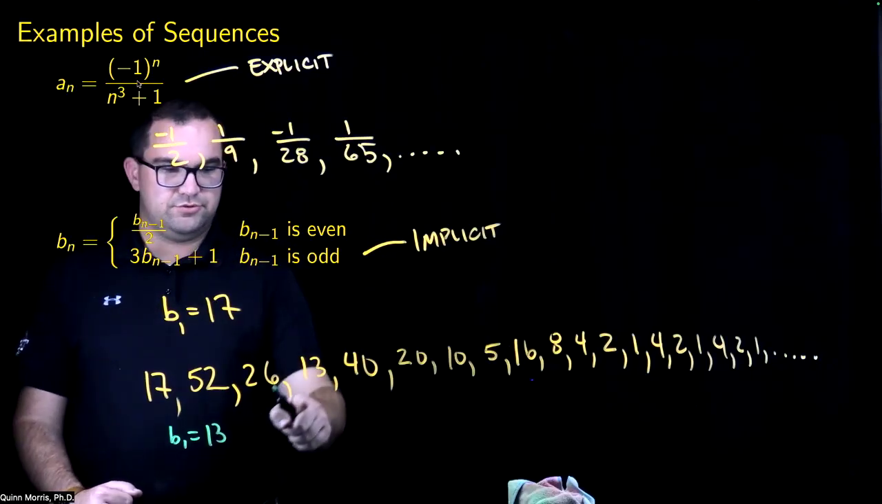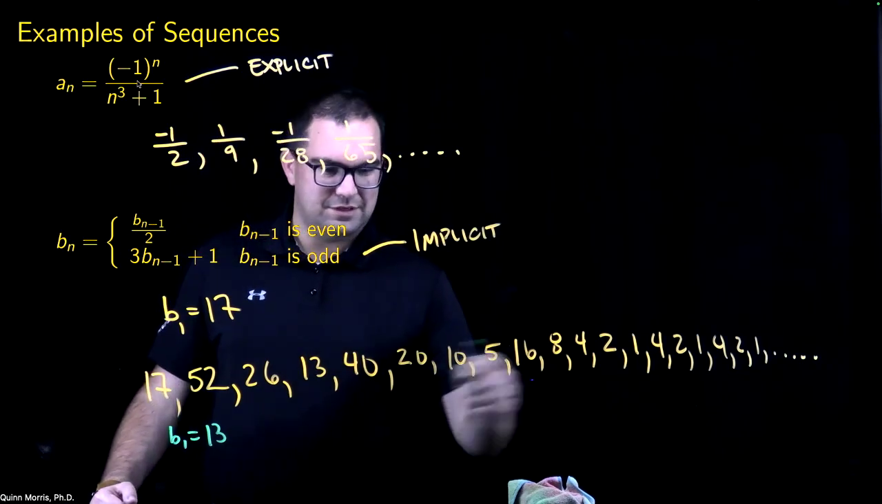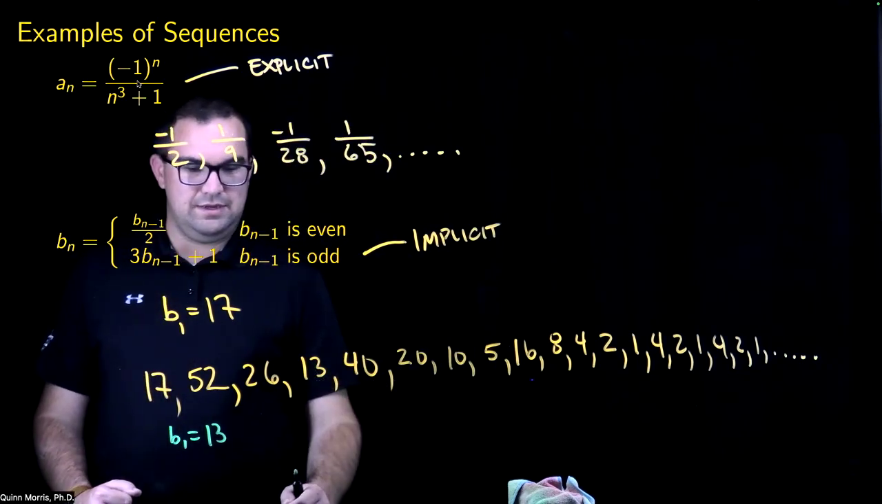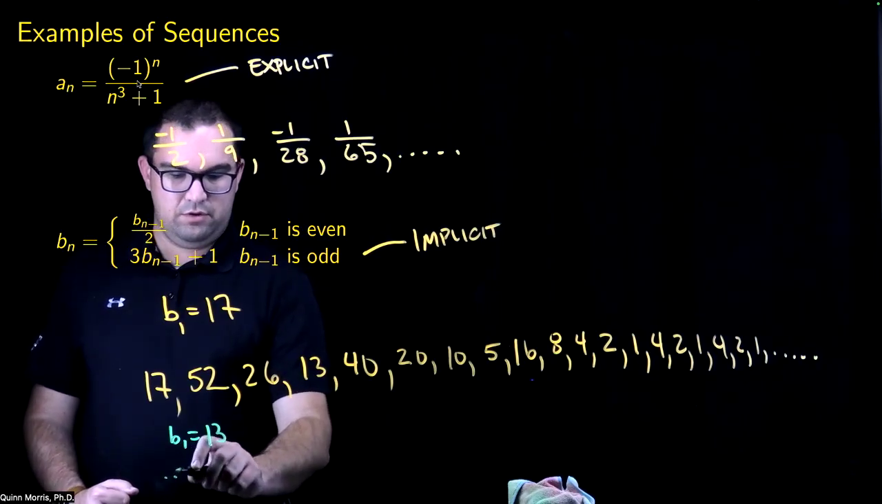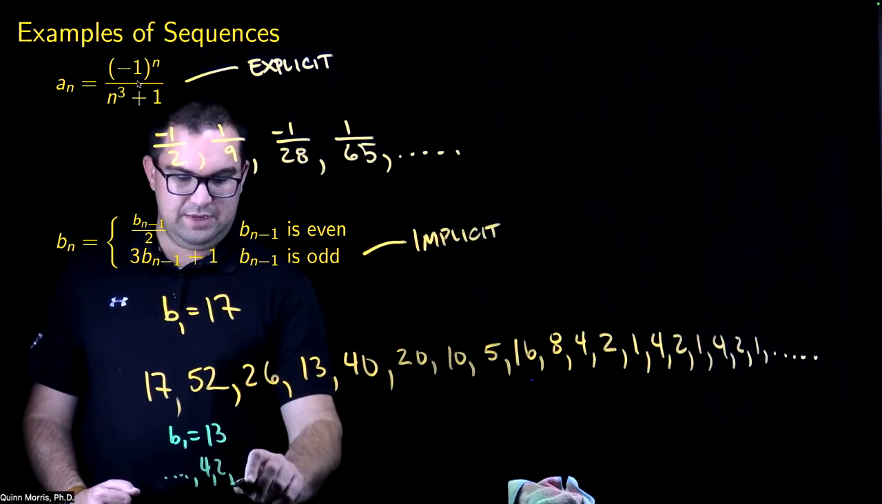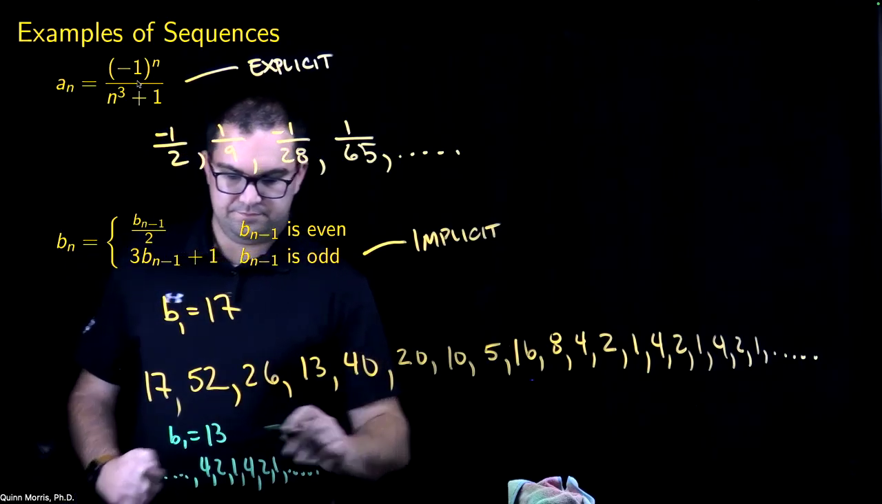Actually, that one's not very interesting, right? Because if I start at 13, I know what happens. So I can already see what happens if I start with 13 here. Let me first emphasize that whatever happens, it will eventually end up in this 4, 2, 1, 4, 2, 1, 4, 2, 1 cycle.